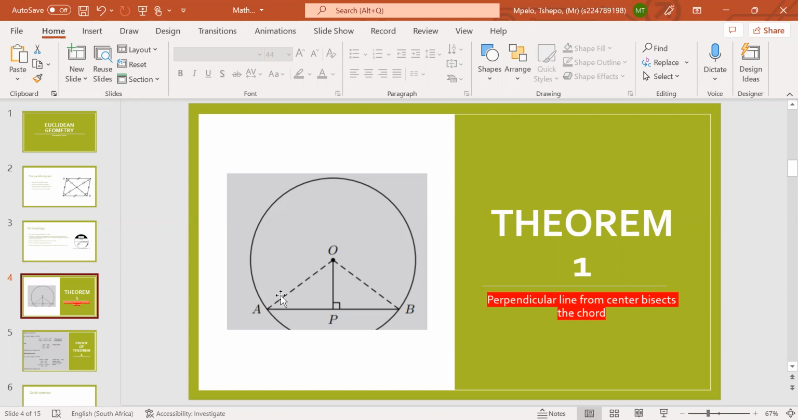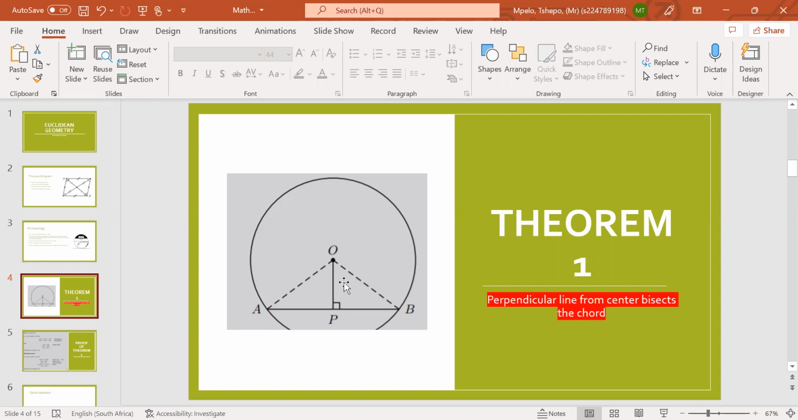And then, do we agree that OB is a radius? Perfect. Meaning, if OB is a radius and OA is a radius, do we agree that OA is equal to OB? You agree with me? Yes, I do. And then, do you also agree that line OP is a line for this triangle and also for this triangle? It's a common line for these two triangles. You agree with me?